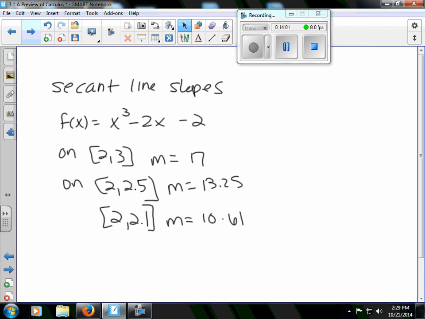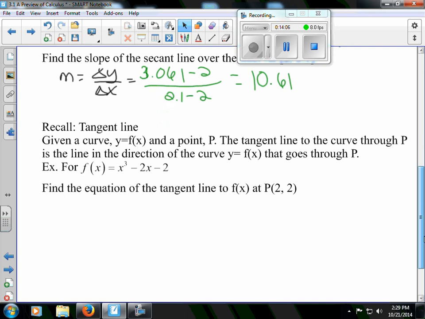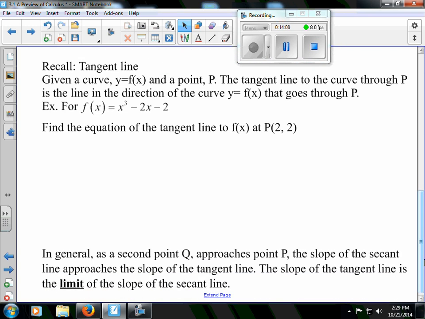Okay, so this is significant because when we go to talk about calculus, I'm going to talk about tangent line. With the tangent line, we only have one point on the curve that the line goes through. And so remember, my point in question was 2, 2. And my slope changed drastically from when x was 3 to when x was 2.1.